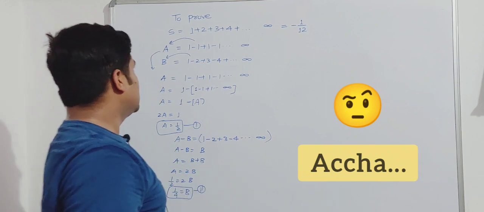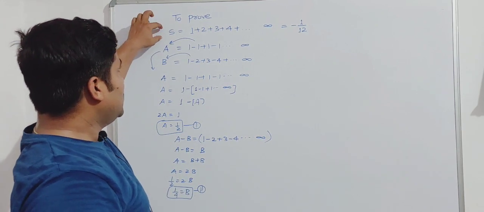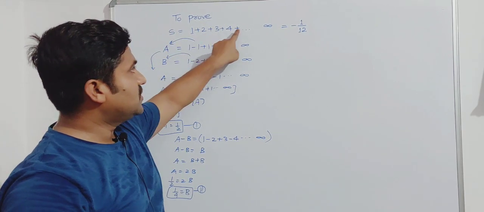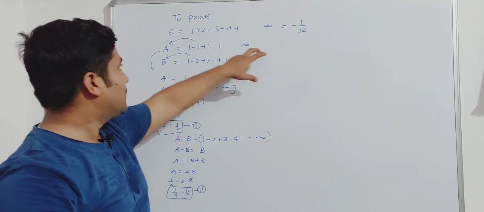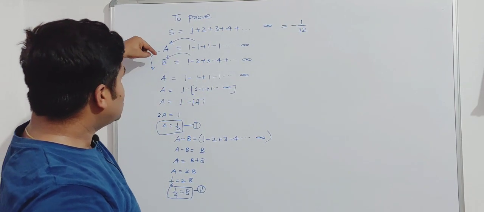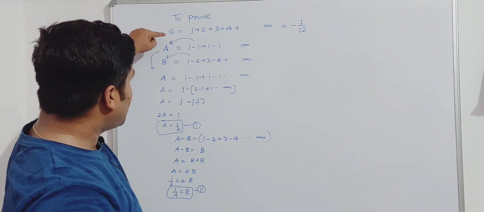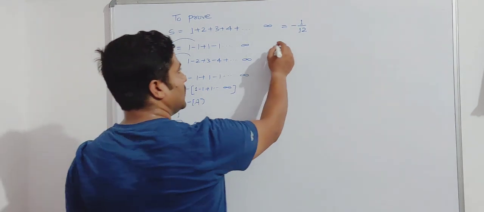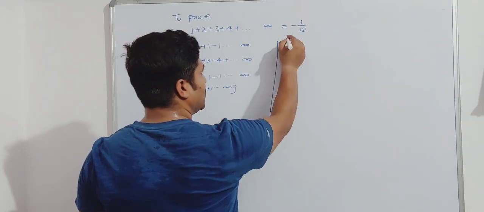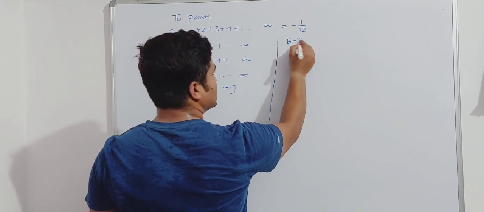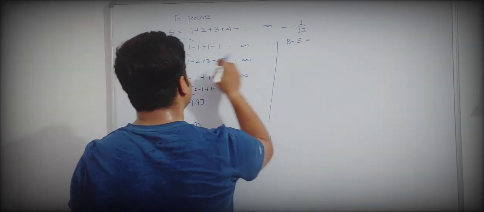The next and important term is what? We need to prove S is equal to 1 plus 2 plus 3 plus 4 up to infinity is minus 1 by 12. What to do? We are going to subtract B minus S. So let us write down the B sequence first.